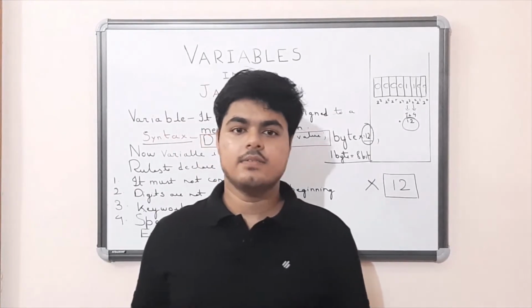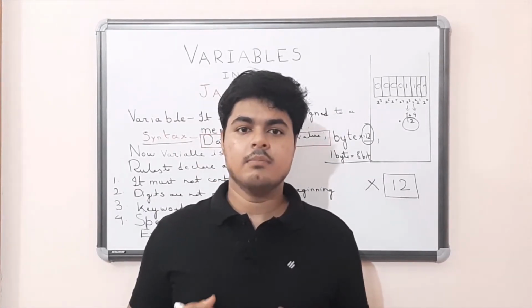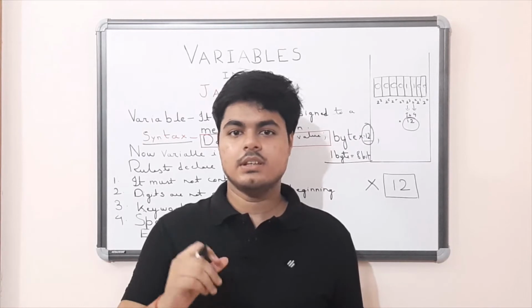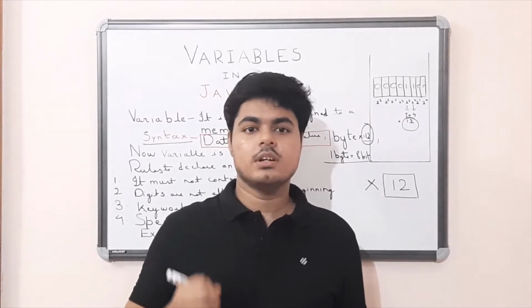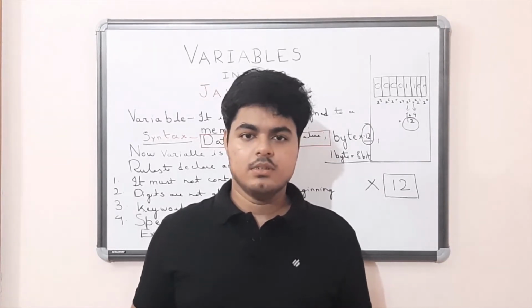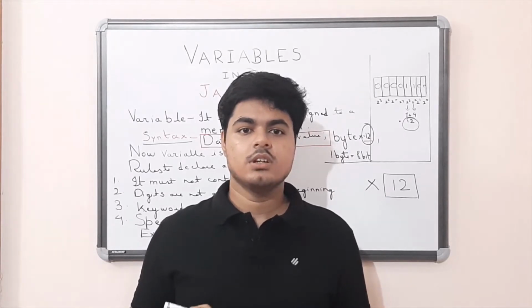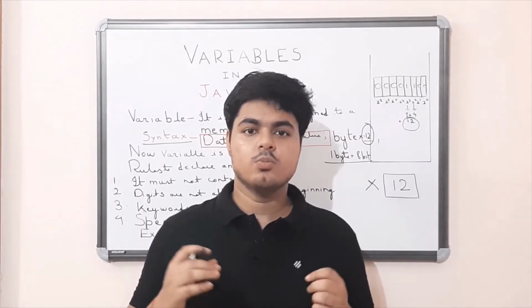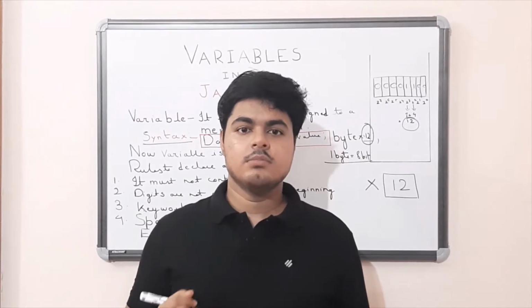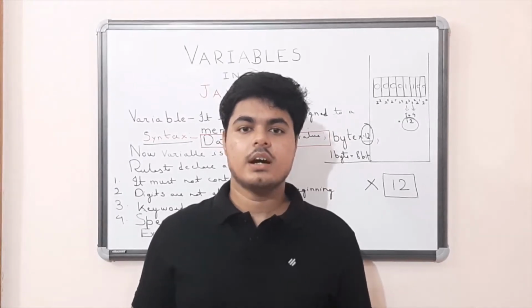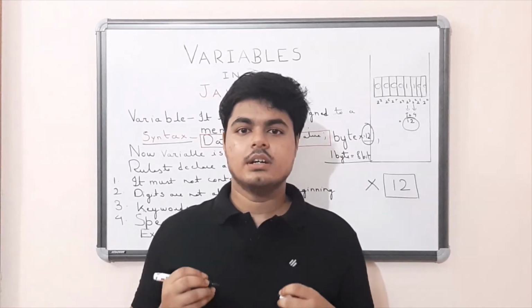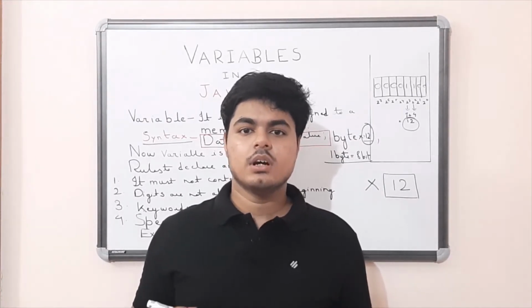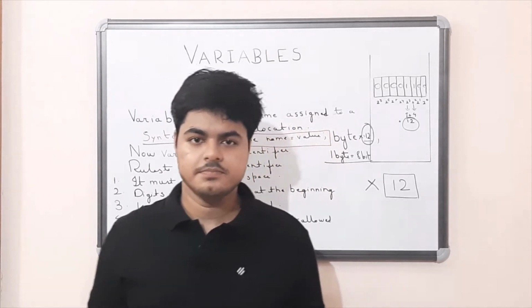Now variable is an identifier. What is an identifier? An identifier is a name given to a specific thing to identify it among a group of the same things. Like suppose you are a human being, you have a name, your name is an identifier which is used to identify you among a group of human beings. Similarly, a variable is also an identifier. Suppose there are hundreds of variables, then the name of the variable is used to identify a particular variable.